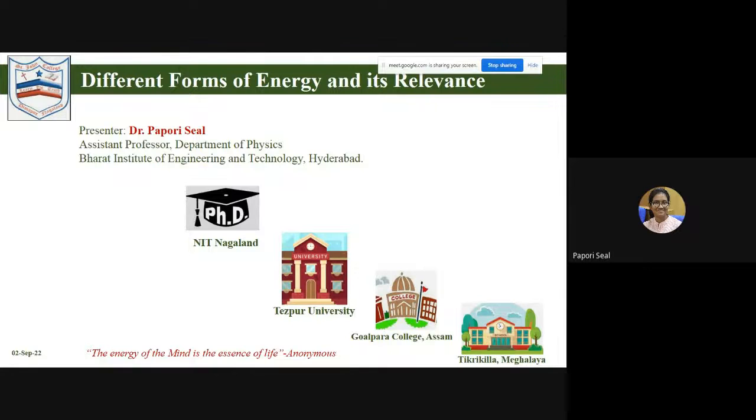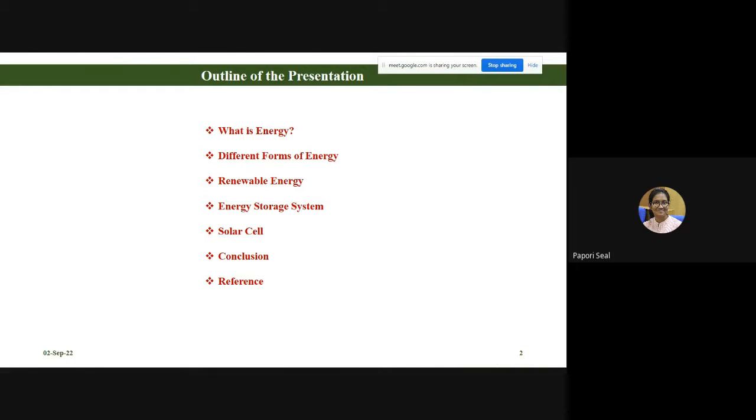This is the outline of my presentation. So first we'll discuss what is energy, what are the different forms of energy, and then renewable energy. We'll discuss what is renewable and what is the difference of it from non-renewable energy sources. And then energy storage system, solar cell basically. There are other energy storage systems also, but we'll discuss in details about solar cell only. And then we'll give conclusion and reference.